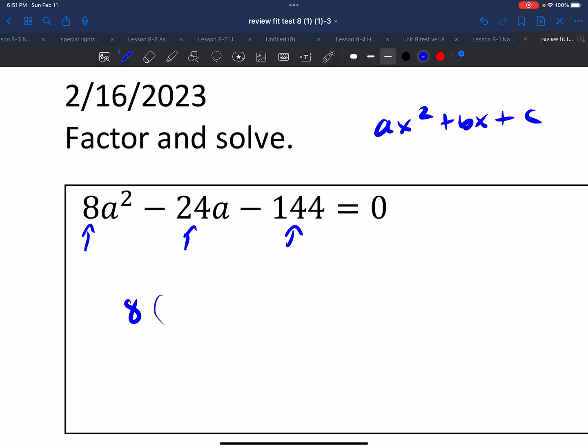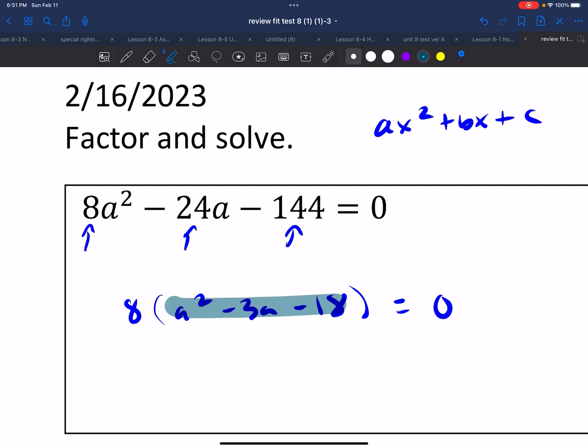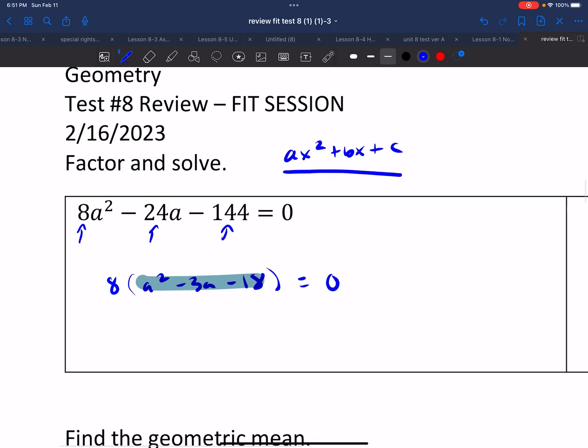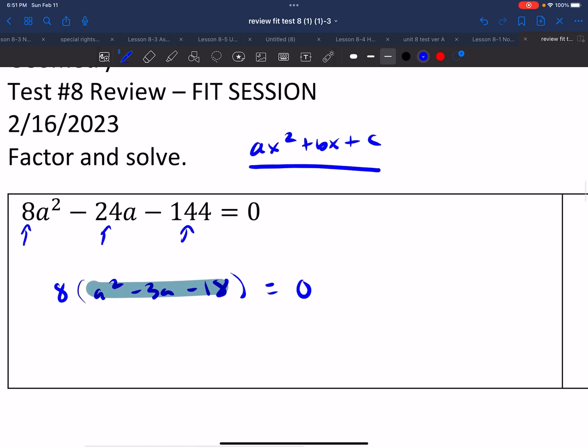You have 8a squared minus 3a, and then what's negative 144 divided by 8? Because I have no idea. That's negative 18 equals 0. So you factor by the GCF. Are you done? No, because look at this. You have a trinomial where a is equal to 1. The X method is going to be used here.